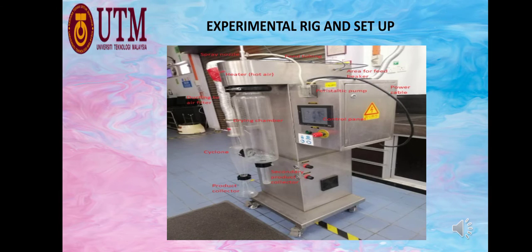Moving on to the experimental rig and setup. The experimental setup is as shown in the picture. Here we can see the different components of the spray dryer. We have the spray nozzle, we have the heater, we have the air filter, the drying chamber, the cyclone, the product collector, the control panel, we have the power supply, we have the feed tubing, and the area for the feed picker. And just to take note that the feed used in this experiment is fresh milk.